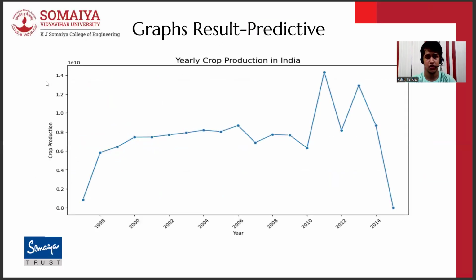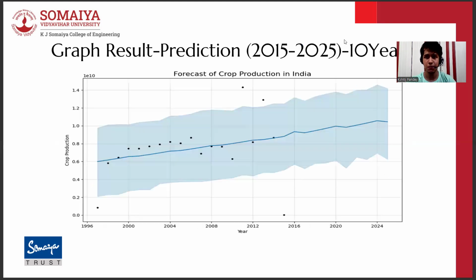So this is a graph of yearly crop production in India. We can see before 1998 it was quite less, but after 2010 it has seen a steady increase with some fluctuation. This data is basically till 2014. Now we are making a prediction for the next 10 years, 2015 to 2025. This is the output of the Prophet model, in which the blue line is the predicted one, the black is the actual data, and the blue shaded area is the probable region. So we have gotten the data for the next years from 2015 to 2025.